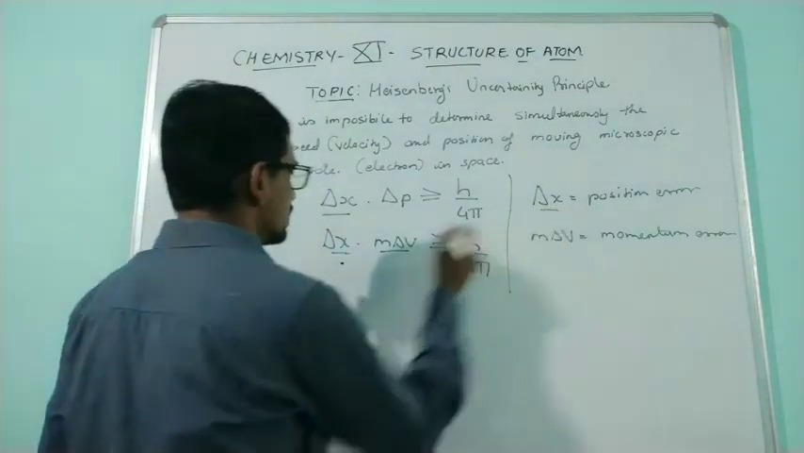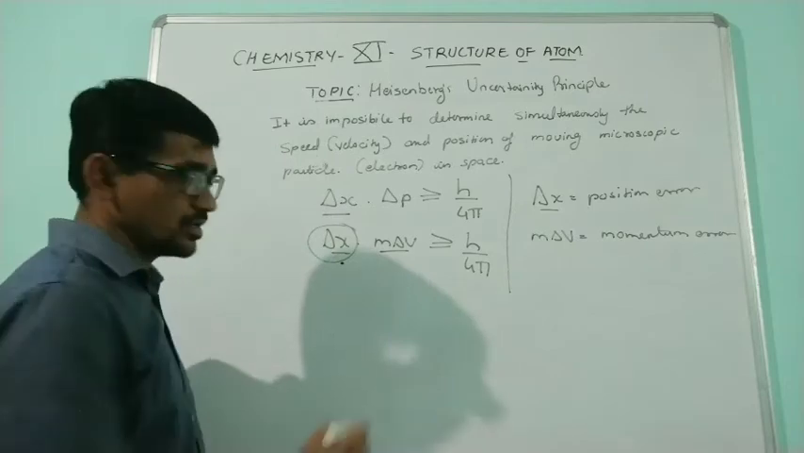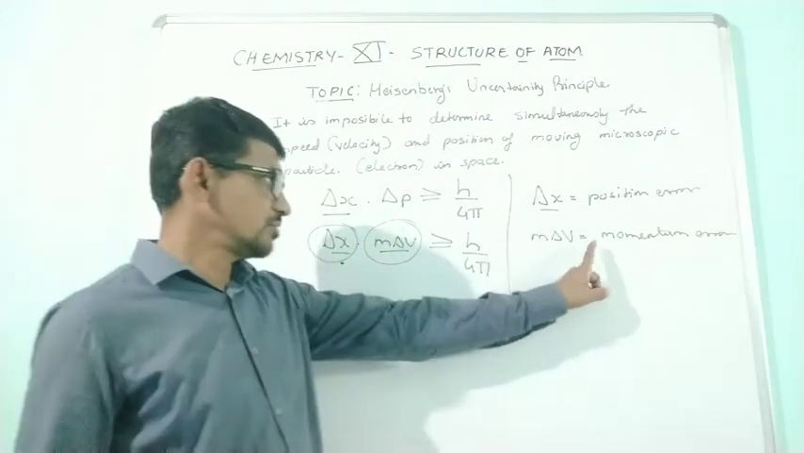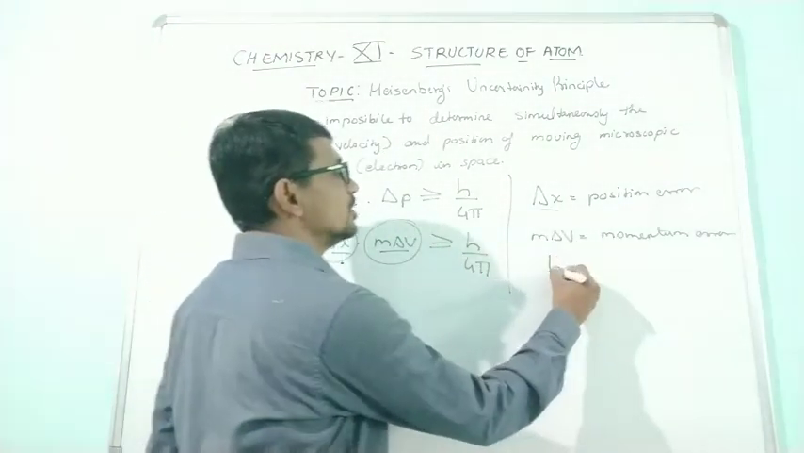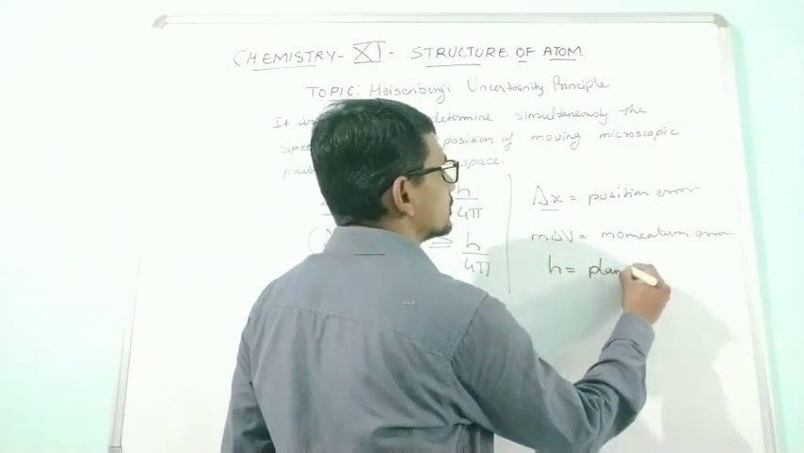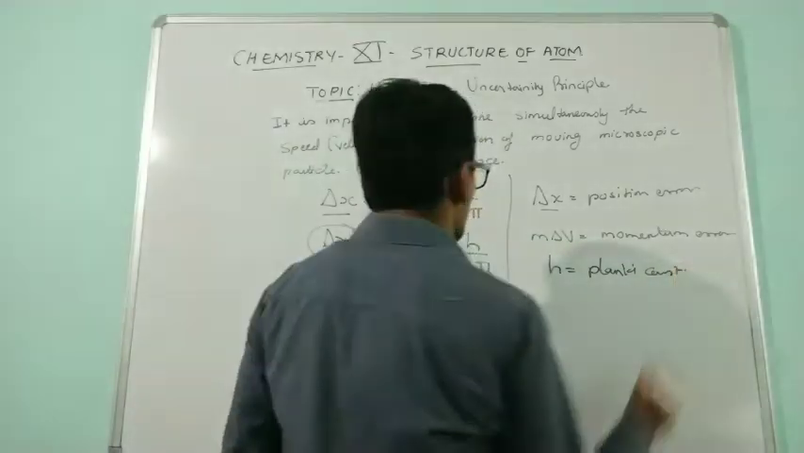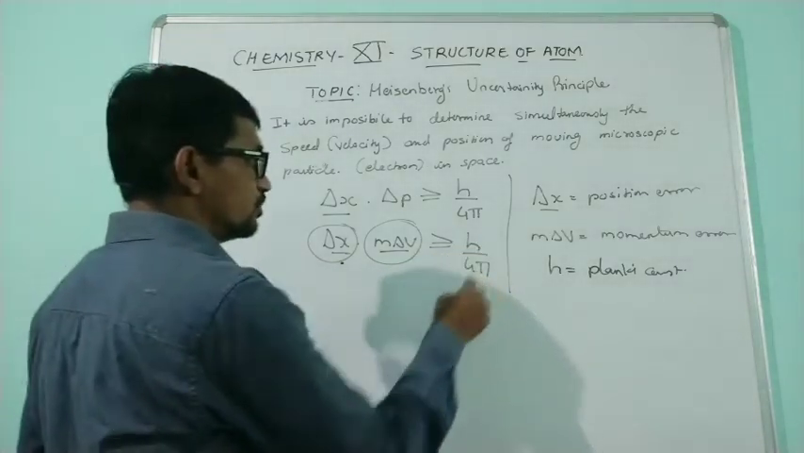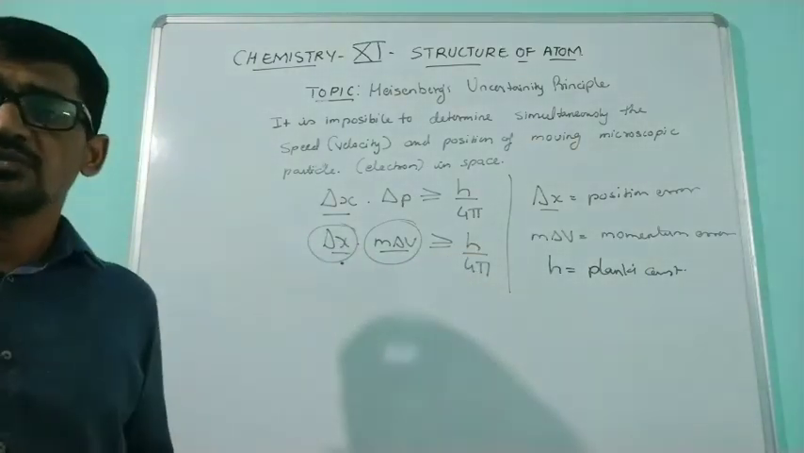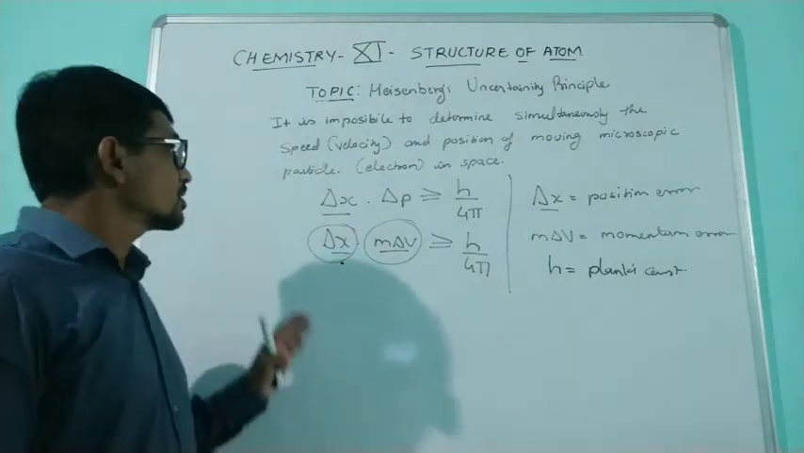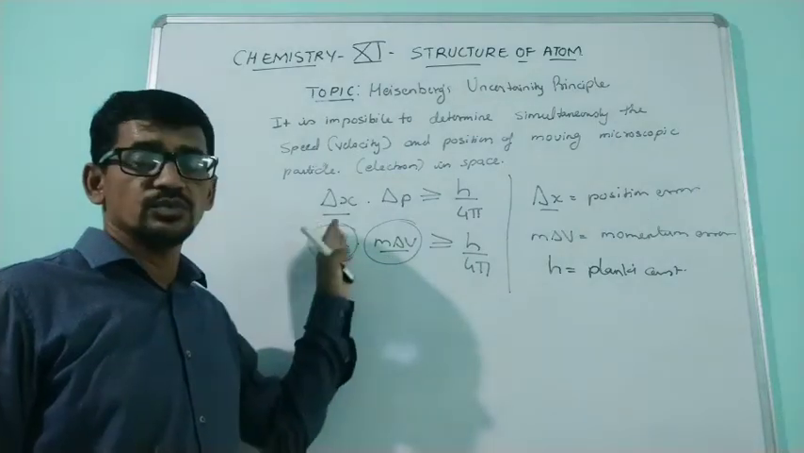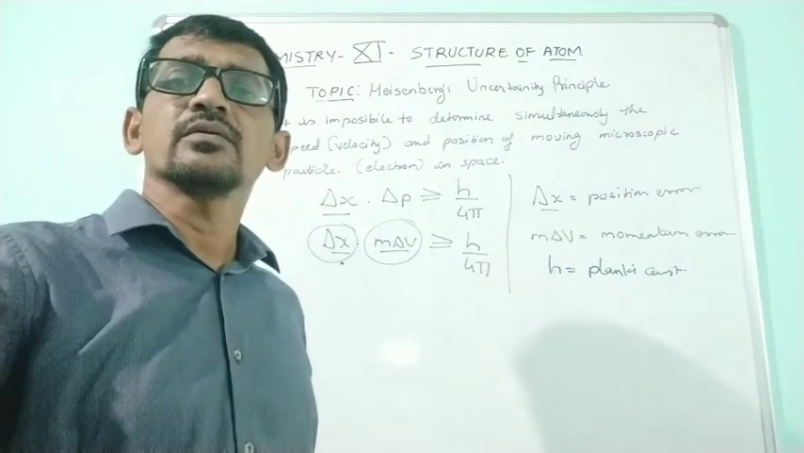So it is difficult to find the position as well as the momentum of a moving microscopic particle in space. So delta x is the position error, m delta v is the change in velocity, that is the momentum error, and h is the Planck constant. So delta x into m delta v is greater than or equal to h upon 4 pi. We discussed one sum related to this, showing how we can apply the Heisenberg principle with position and momentum error.